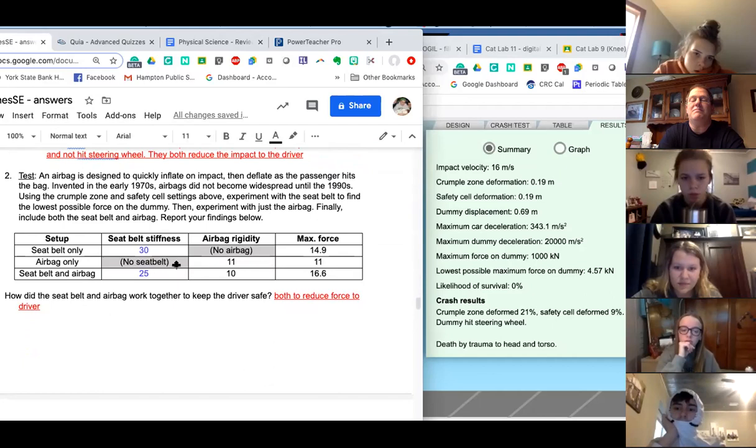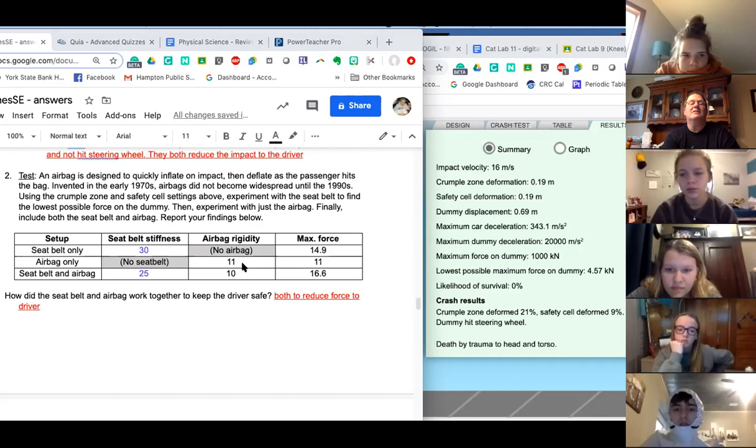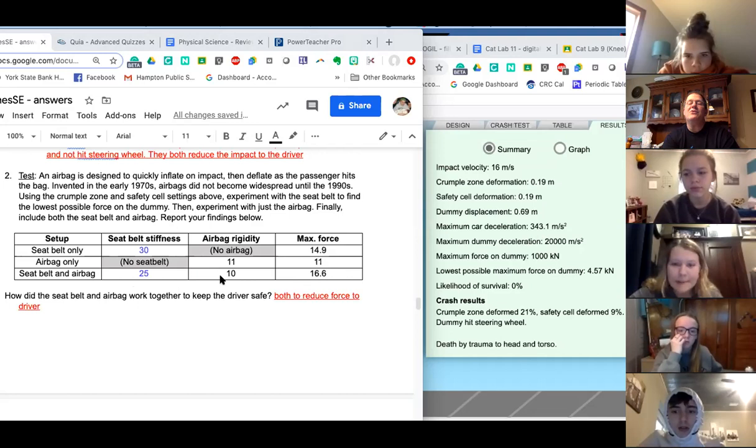My problem was this: with the seatbelt only on 30, I could get a max force of 14.9. And airbag, where are you? I got 11 for airbag too. But when you put them together, could you get something less? I got 12.4. I didn't get less than 11. For the airbag only, I got 11 flat, and then seatbelt and airbag, I got 11.4. So you could never figure out how to get it under 11, could you?